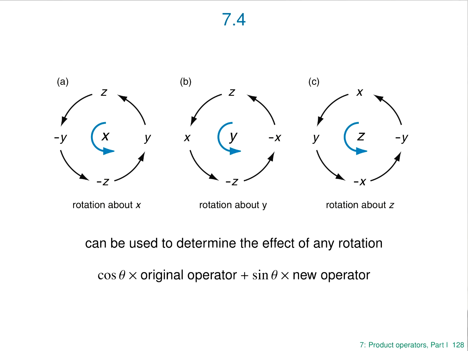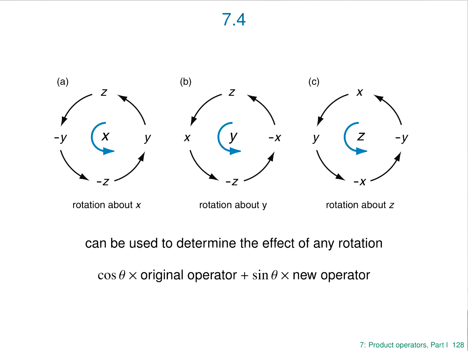And that tells me that if I rotated by an angle theta, I'd get cos theta times the old operator, Iz, plus sine theta times the new operator, which is minus Iy. If, for example, I wanted to rotate minus z about x, the diagram tells me the new operator would be Iy. So it would be cos theta times the old operator, minus Iz, plus sine theta times the new operator, which is Iy.